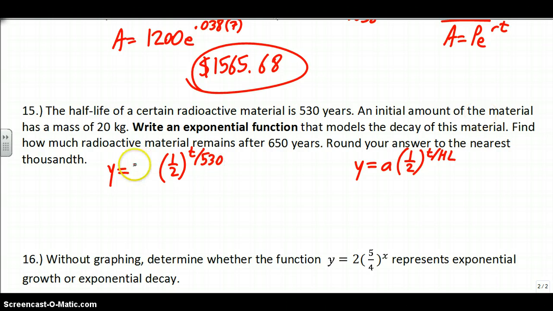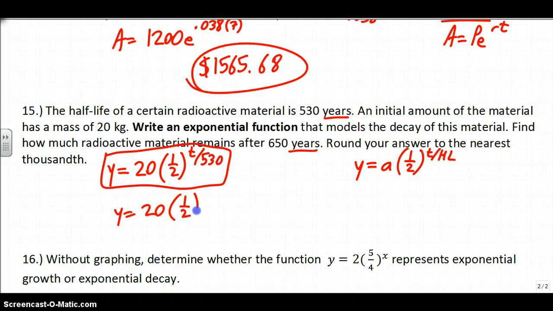Initial amount of material has a mass of 20 kilograms. There's your exponential function. Hey, wow, that was easy. Find how much material remains after 650 years. Now notice, since these are both in years, I don't have to do any converting. That's easy. I just plug it in. 20 times 1/2 to the 650 over 530.